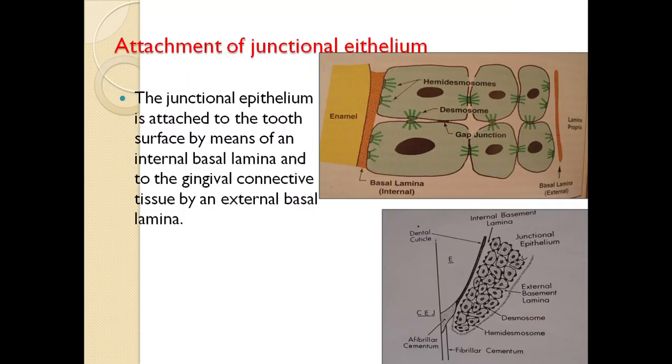Attachment of junctional epithelium: the junctional epithelium is attached to the tooth surface by means of the internal basal lamina, that is hemidesmosomal attachment, and to the gingival connective tissue by the external basal lamina, which too is hemidesmosomal junction.